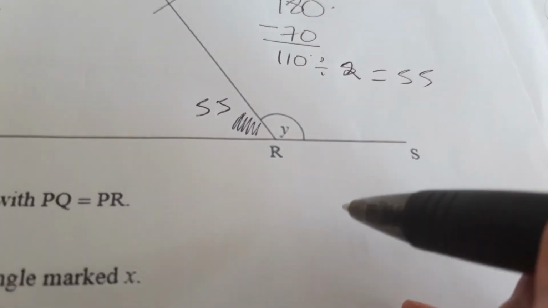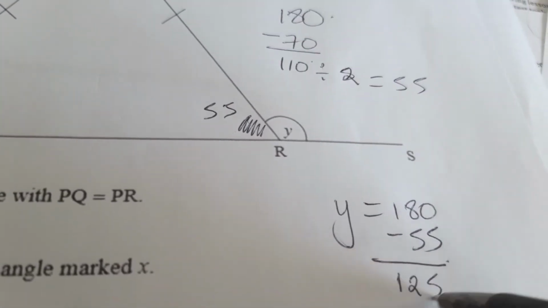Then, it doesn't ask you to work out Y. Normally you'd be asked to work out Y as well. Y is going to be 180, take away 55, it's 125.